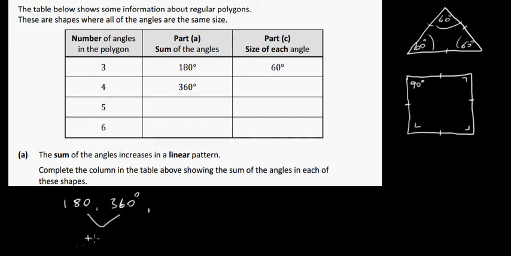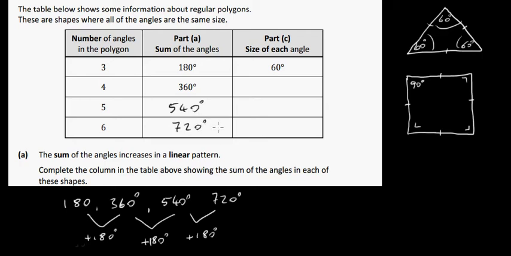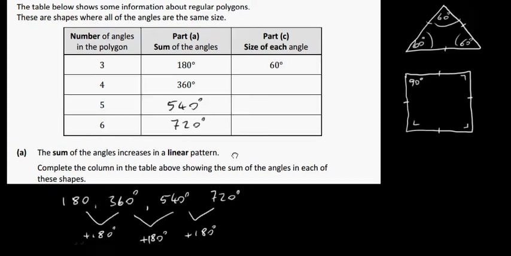So we know that we're adding 180 degrees to each term. So if you add another 180 degrees here, that'll give us our next term here, which is 540 degrees. And if we add another plus 180 here, we get 720 degrees. So let's just put those in. So we have 540 degrees here and we have 720 degrees here. Okay, so that's the first part of the question done. Let's look at the next one then.